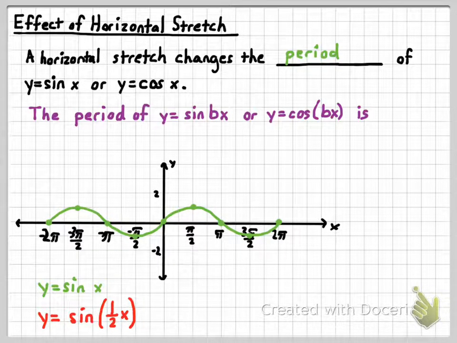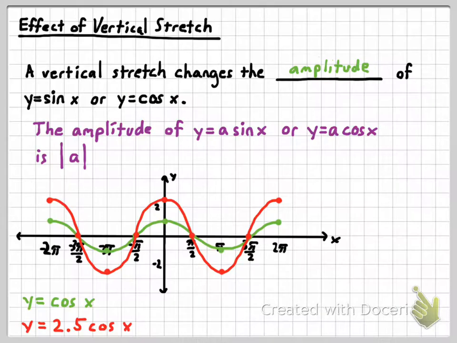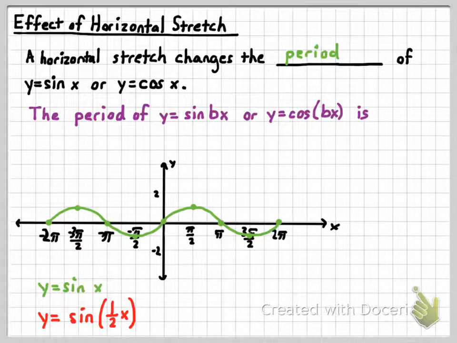Now another quick note, as far as notation goes. Whenever we were talking about horizontal stretches a couple slides ago, we were using the variable q and saying you're multiplying the input value by some value q to get a horizontal stretch. Well, instead of the letter q, we're going to use the letter b in regards to horizontal stretches of sine or cosine or tangent of x. Alright? And so, no difference there.